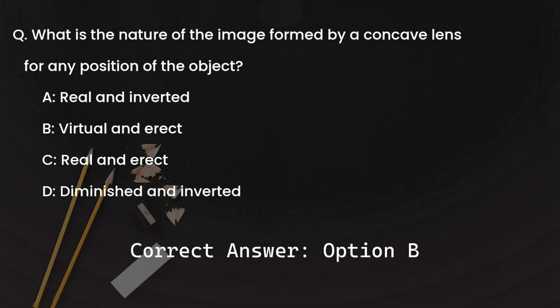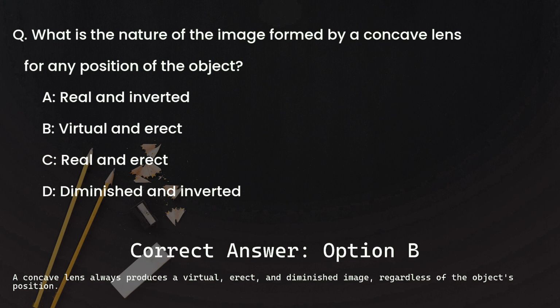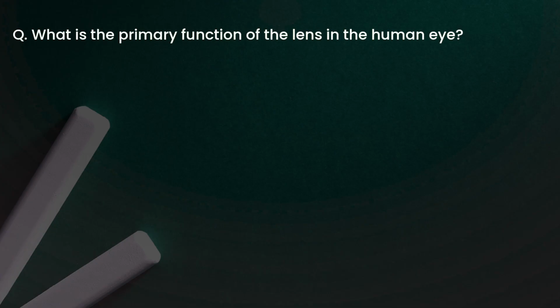The correct answer is option B, which is virtual and erect. A concave lens always produces a virtual, erect, and diminished image, regardless of the object's position. Question: what is the primary function of the lens in the human eye?